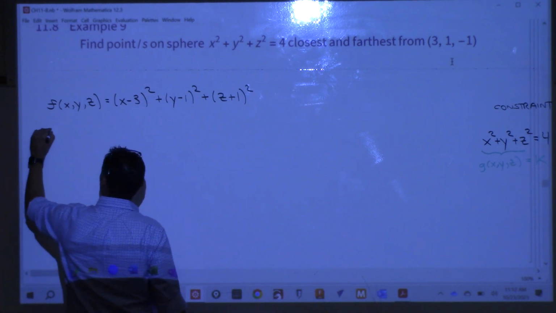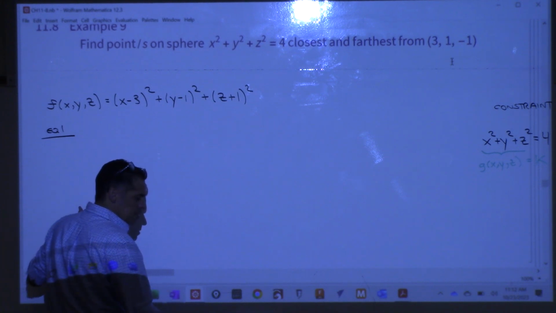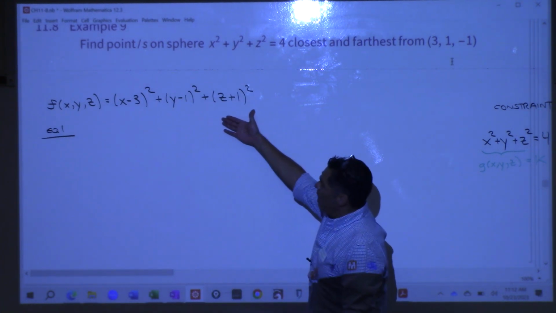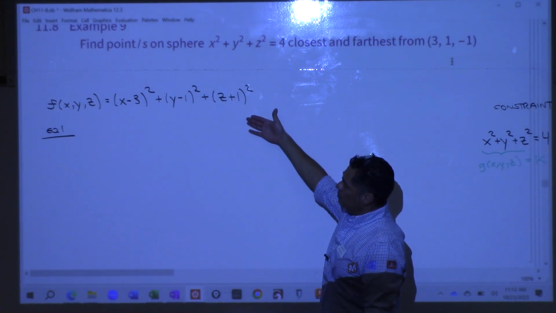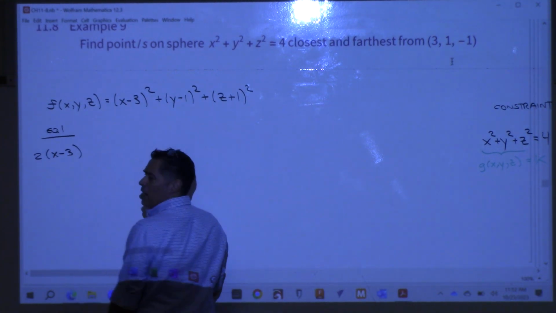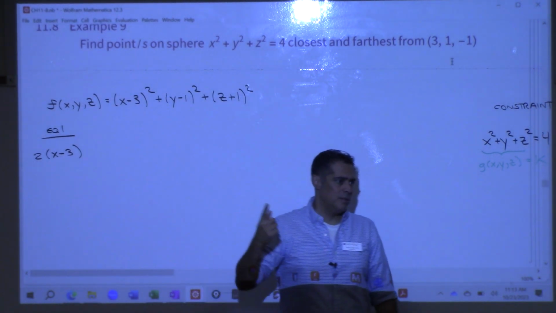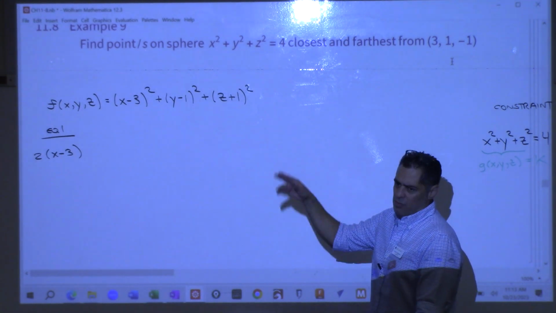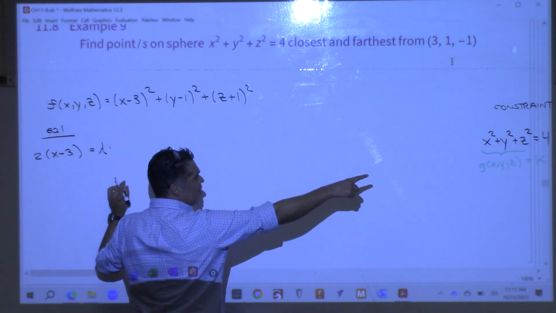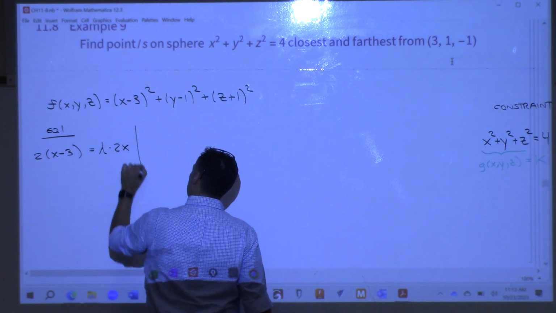First equation, equation 1. Do I need to write it down or can I just go right to it? Okay. So what is the partial of this with respect to x? 2 times x minus 3, right? The 2 comes down, and then the derivative of what's in there is just 1. You could also distribute the 2. That must equal lambda times the partial of that with respect to x, 2x. Okay, that's our first equation.